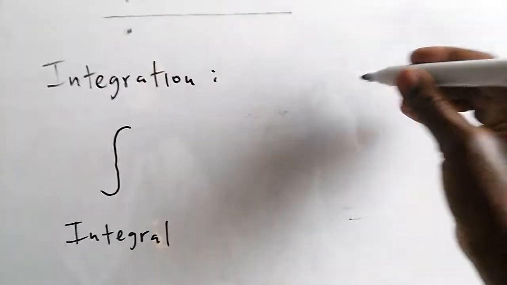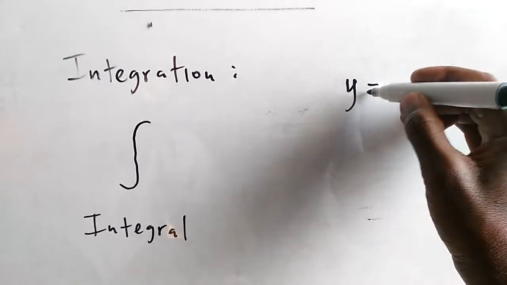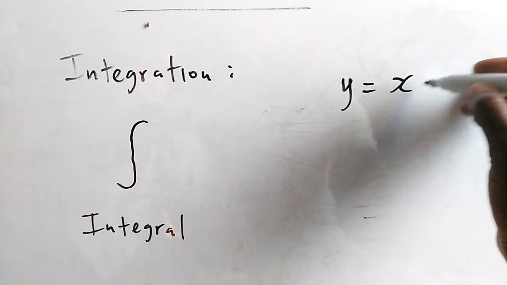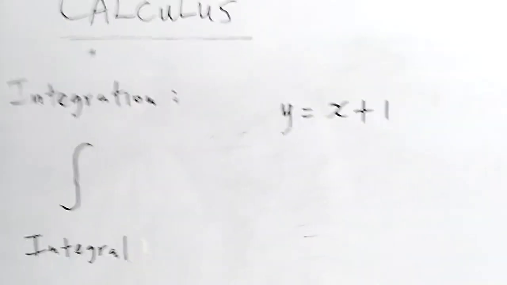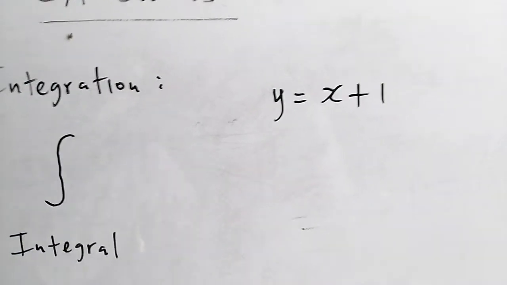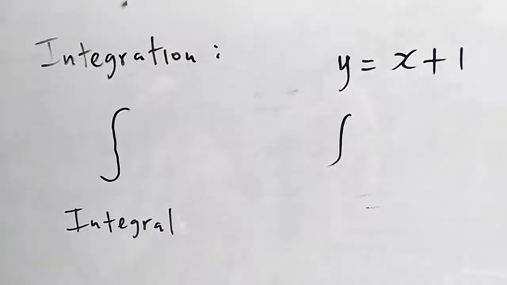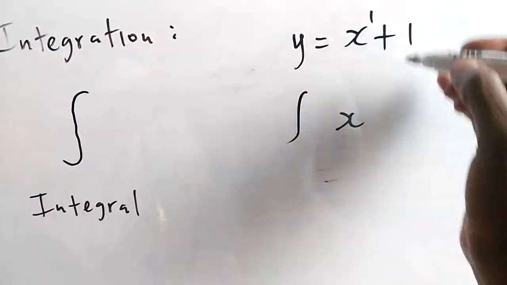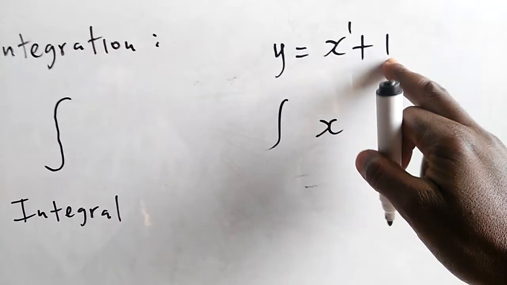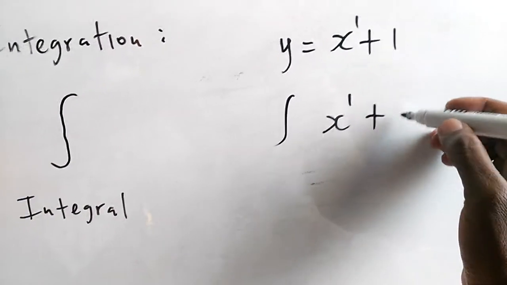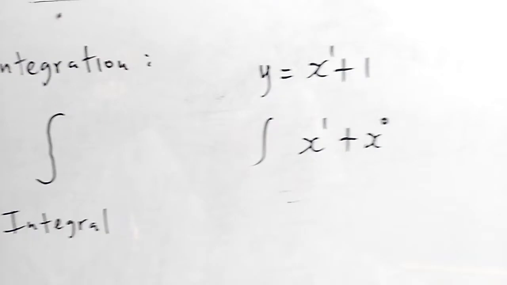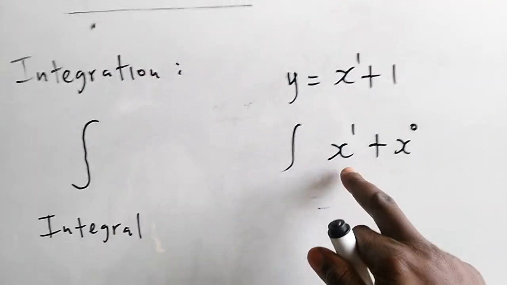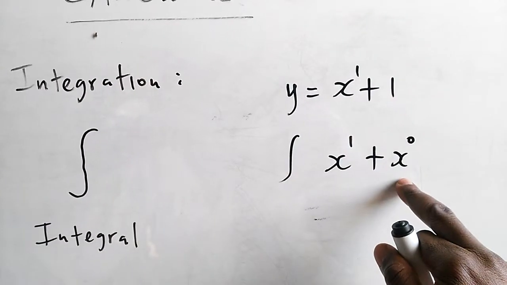Whatever equation they give you, you only x plus 1. Find the integral of this. We'll simply say the integral will be such that x has a power of 1. And then we'll treat this as any number raised to the power of 0. So that we can have this is equal to that, this is equal to that.